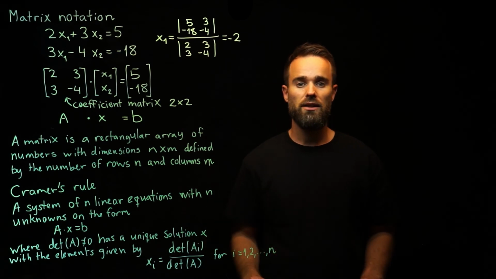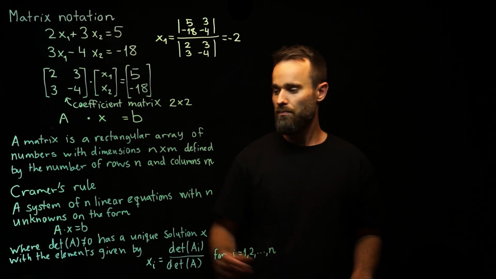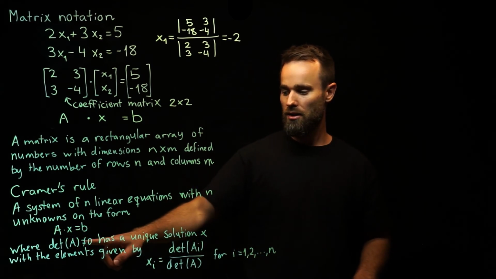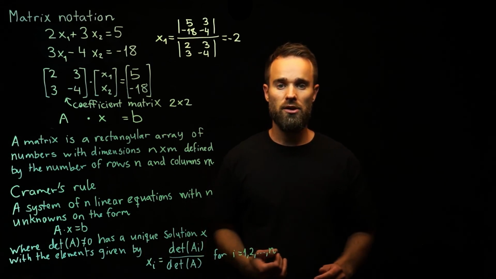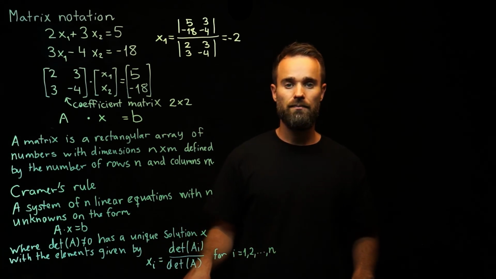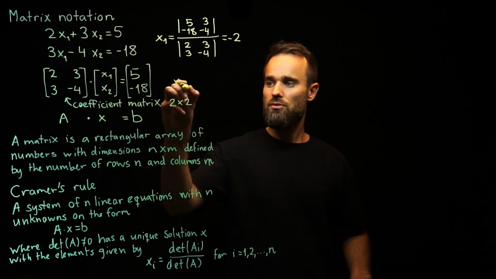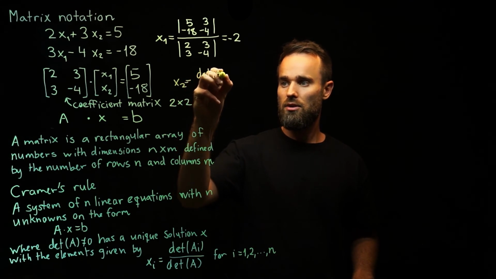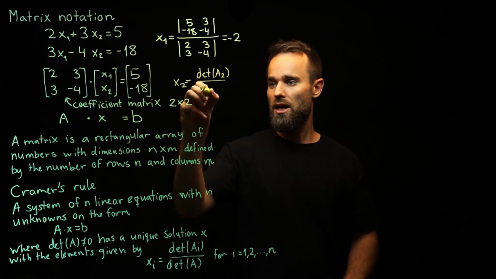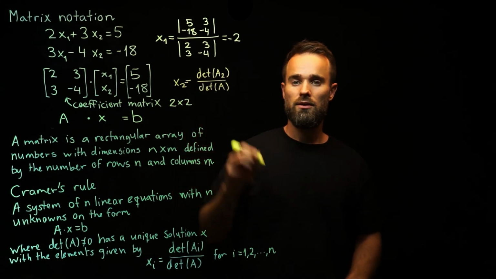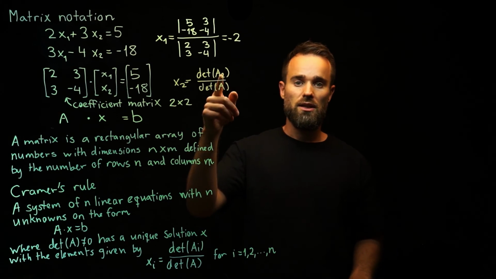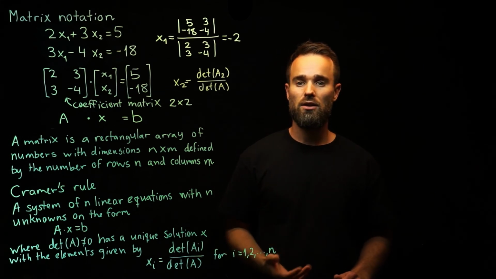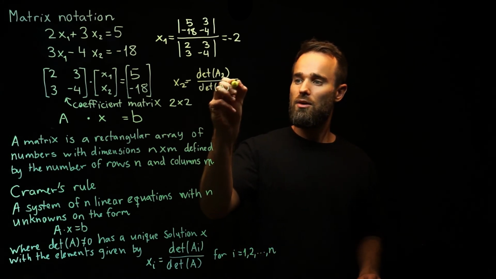So a system of n linear equations with n unknowns on this form with a coefficient matrix which has a non-zero determinant. Each element of the solution can be calculated by this fraction. So if we want to find x2, Cramer's rule states that it's the determinant of A2 divided by the determinant of A. The A2 matrix is then the coefficient matrix A with the constants vector substituted for the second column. And this equates to 3.